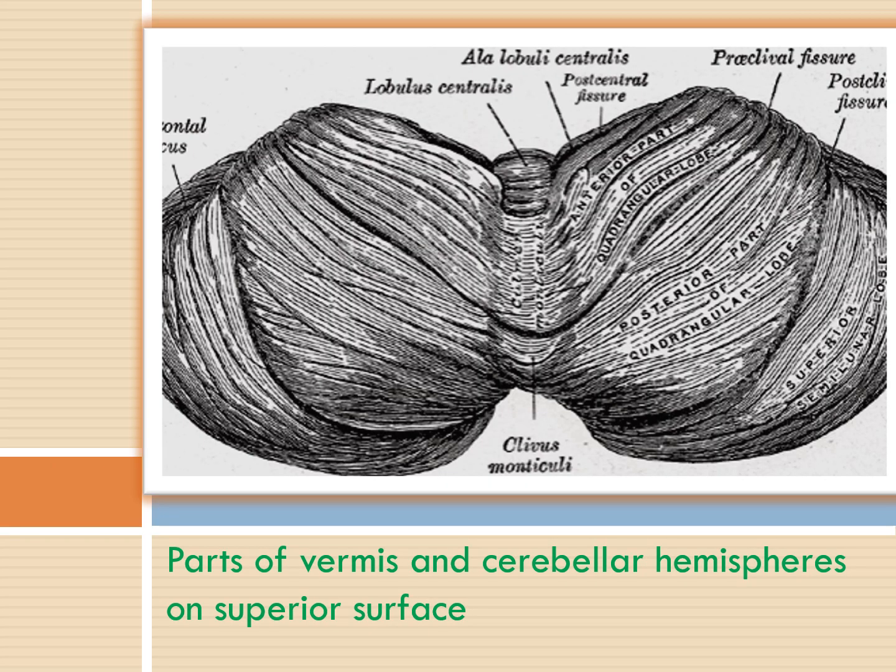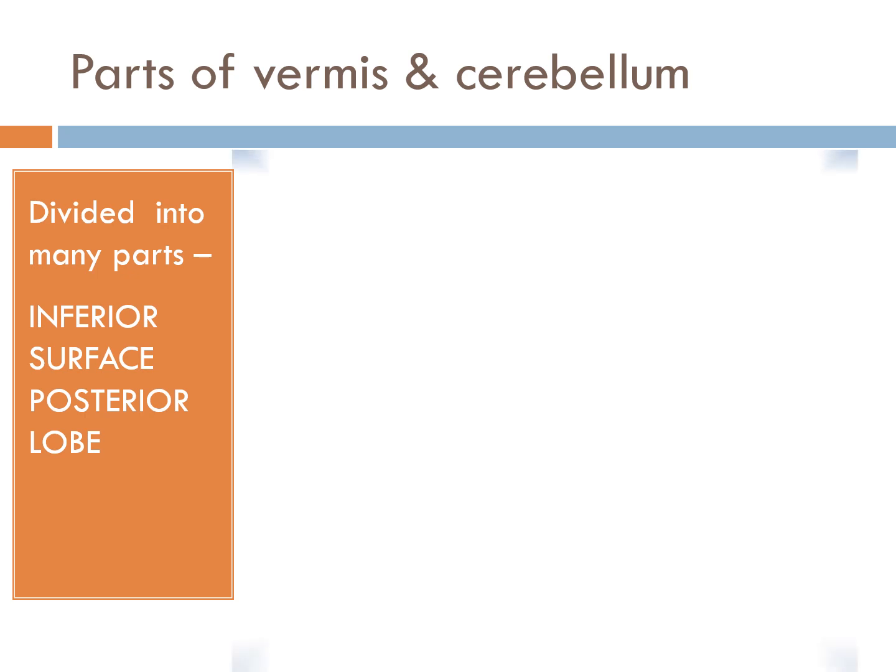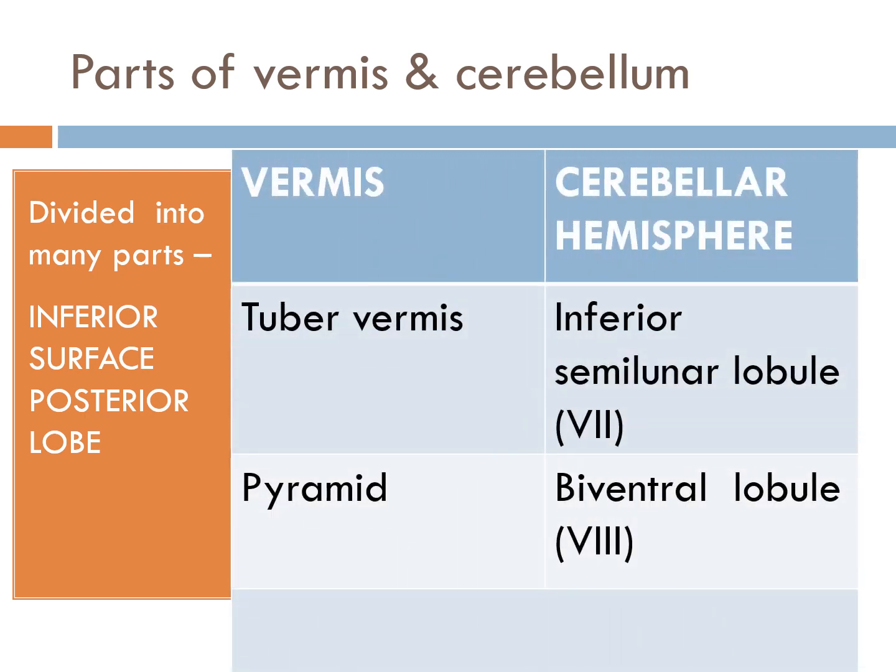So many parts we have learned, and again it is marked in this. The first part of the vermis, ala, does not have this lateral projection. Other parts have the lateral projection. Now we continue with the posterior lobe on the inferior surface. The posterior lobe on the inferior surface contains the tuber vermis, and the corresponding part is the inferior semilunar lobule, and the pyramid and the biventral lobule.